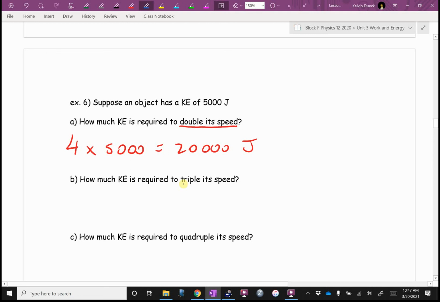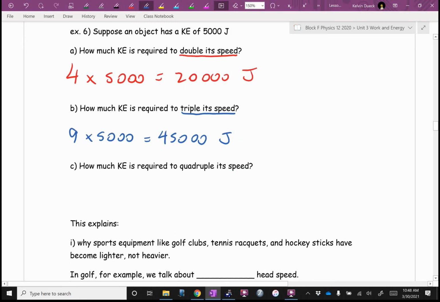What if we want to triple its speed? What's 3 squared? 3 times 3. It's going to take 9 times 5,000. It's going to take 45,000 joules to triple its speed, not 15,000. Most people would think, oh, just 15,000 joules. No. Way more. What if we want to quadruple this object's speed? How many times more energy will it take? What's 4 squared? 16 times more energy.